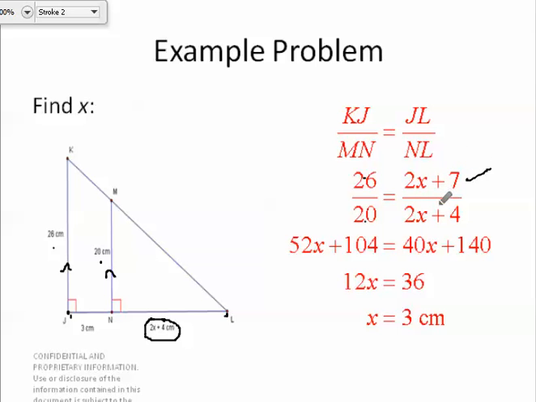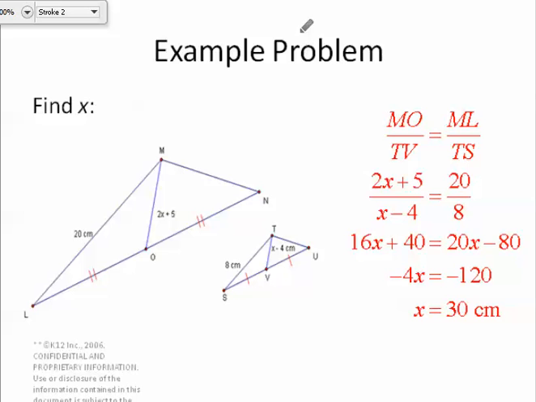Okay? Now it's just a matter of doing our means and extremes, and when we multiply these out, combine like terms, divide by the numbers, we get that x is equal to 3. Okay? That wasn't that difficult. Plug x back in. 2 times 3 is 6 plus 4 is 10. So this side down here, JN, is 10 and JL is 13. Woohoo.